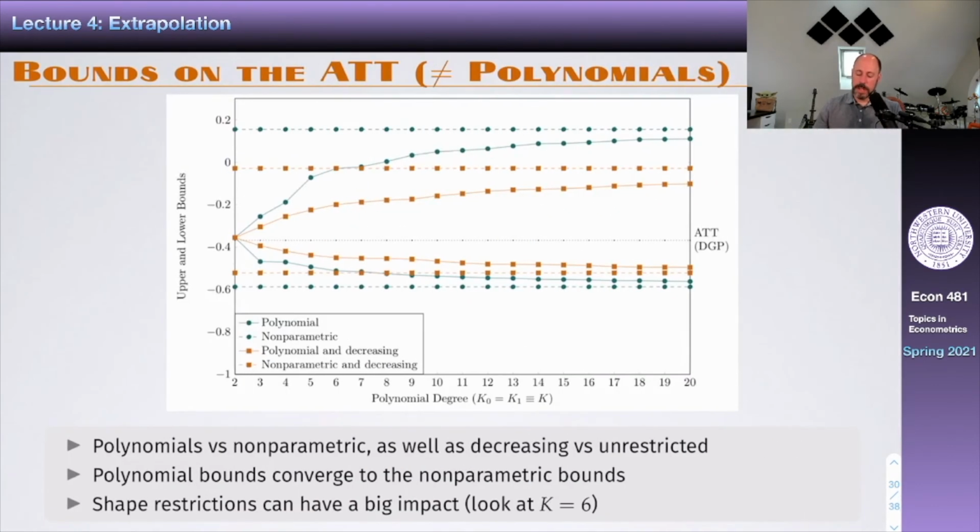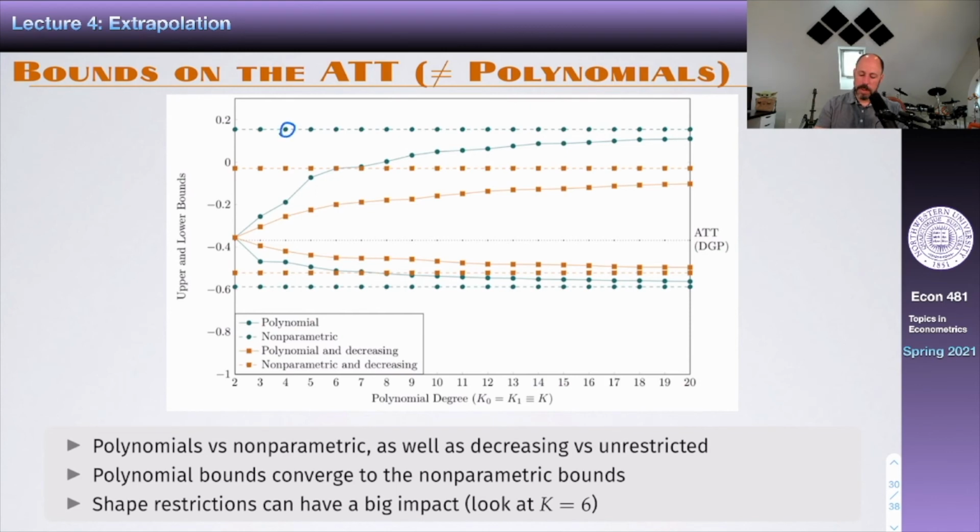What's more interesting is this. Here you have bounds on the average treatment on the treated. Okay, and then what we're doing here is considering different degrees of polynomials, and we're also having some non-parametric using these splines and so on. And so what we see is two things. There are polynomials, non-parametric, polynomials and decreasing. We're adding a shape restriction, okay, and non-parametric and decreasing.